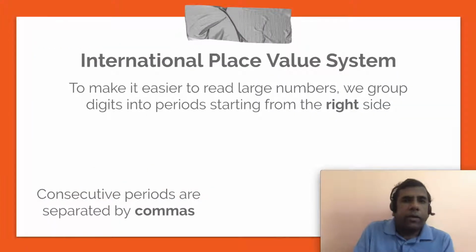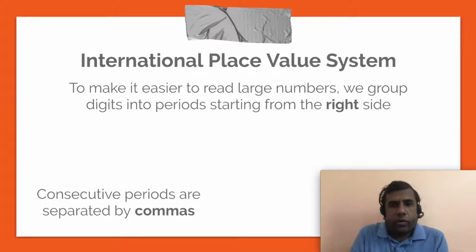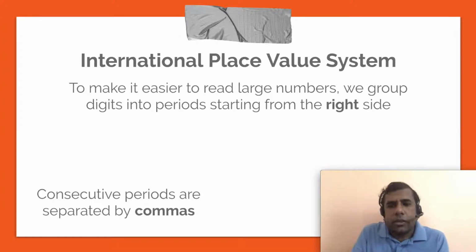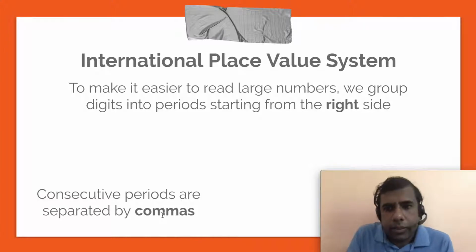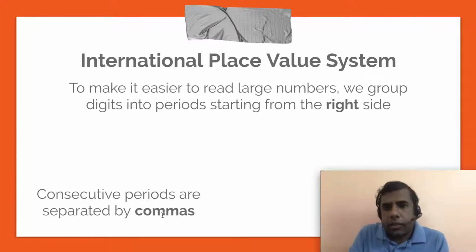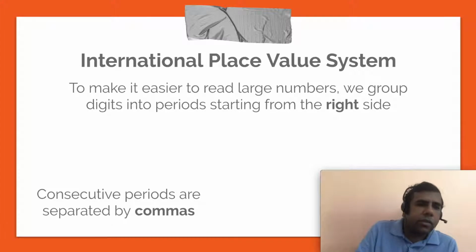So why do we need the place value system, right? The place value system is needed to make it easy to read and write large numbers by grouping them into periods, and these periods start from the right side and are separated by commas. So we break the large number into smaller periods. In the international place value system, each period is 3 digits starting from the right side, and that helps us read and write this number. Let's look at an example.